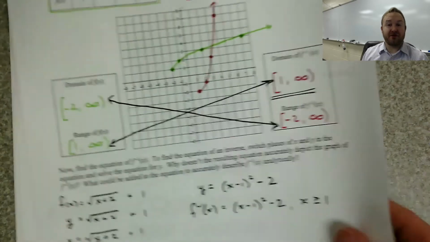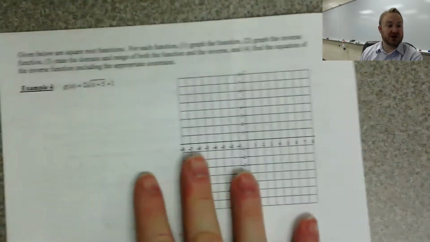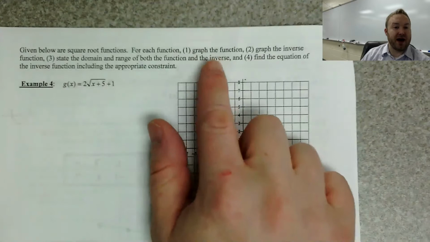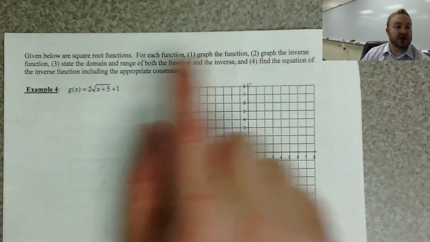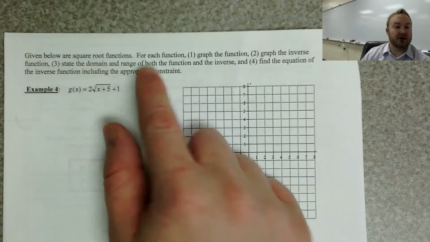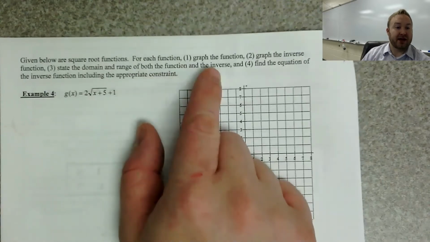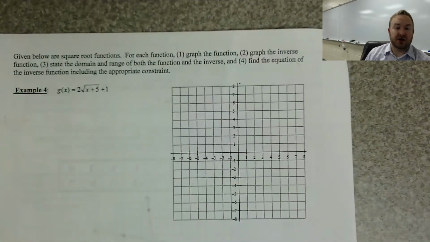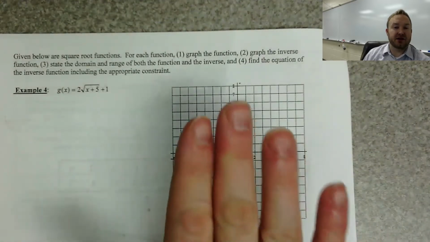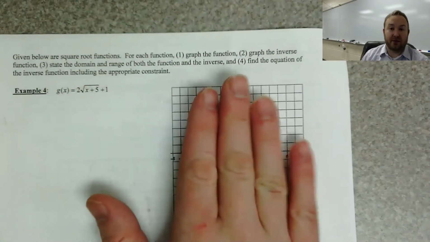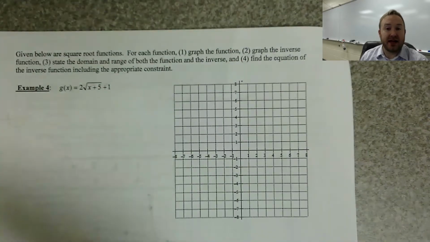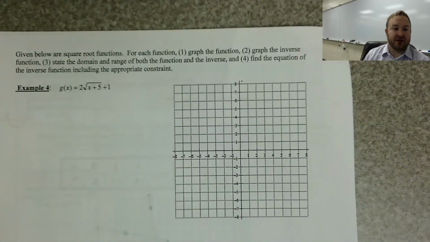Okay, so we're halfway there. Let's see what this last page has for us. There's just a couple of problems here. We're given some square root functions. It wants us to graph the function, to graph the inverse, state the domain and range of the function and its inverse, and find the equation of the inverse function. Now, honestly, guys, I'm going to do this without graphing it because that's what we need to be able to do. I'm going to do it without graphing it, and then at the end, we'll come back and graph them.